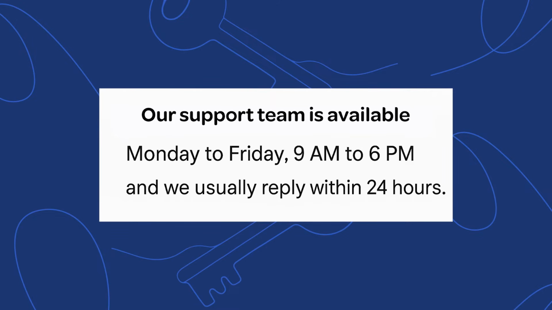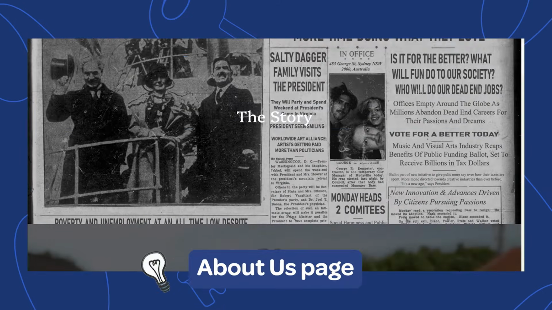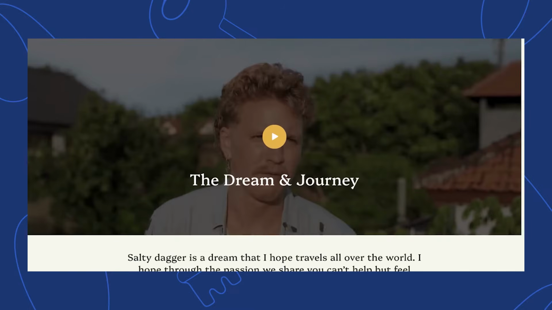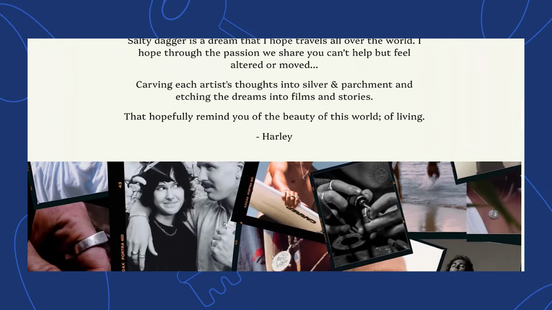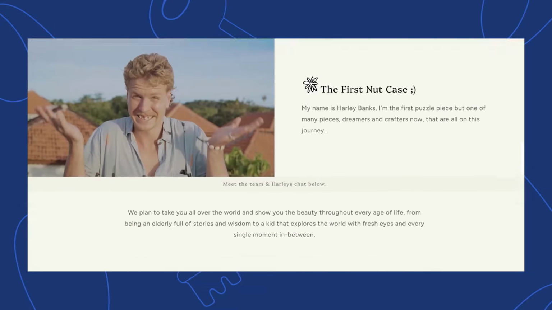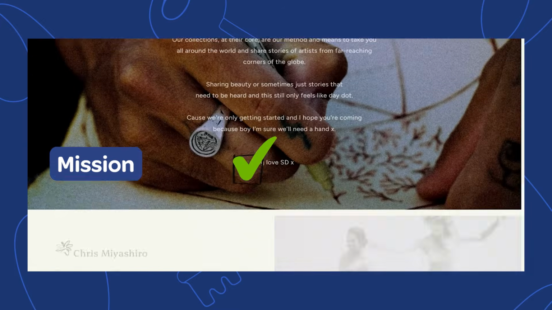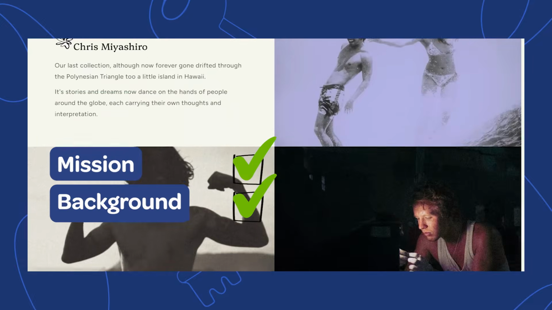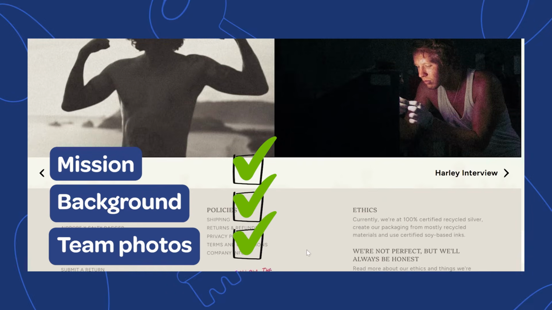The next important page to build trust on your site, your About Us page. Shoppers, and even Google, want to know who's behind the store and where you're based. So make sure your site actually tells your story. Build a solid About Us page, share your mission, a little bit about your background, and if you can, add in photos of your team. People and Google love seeing that there's a real team behind your store.